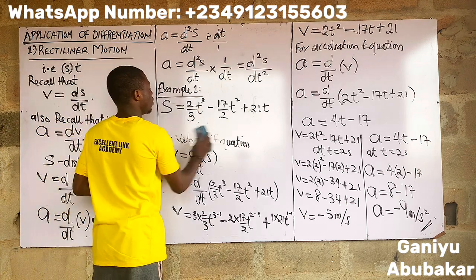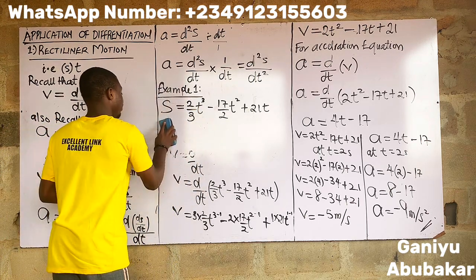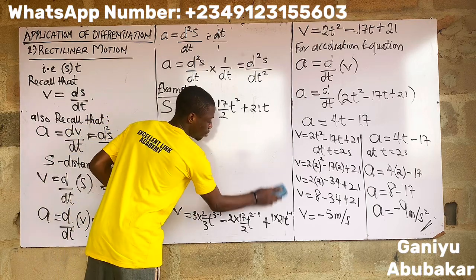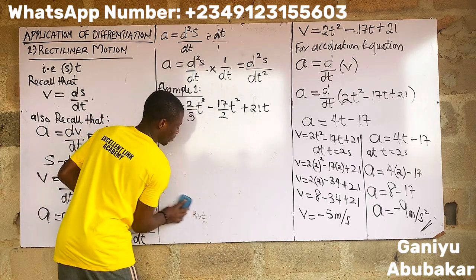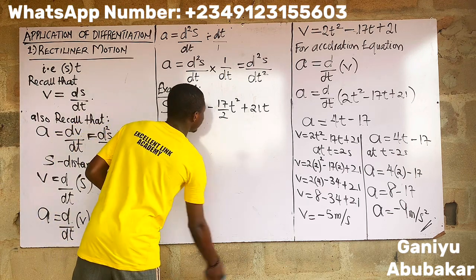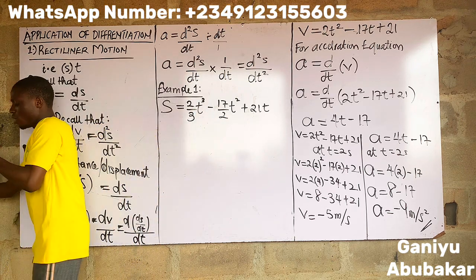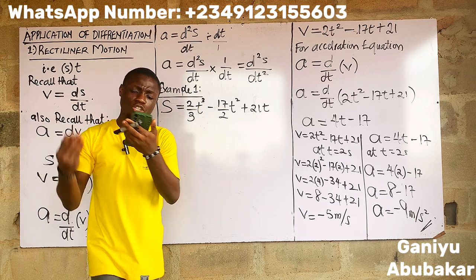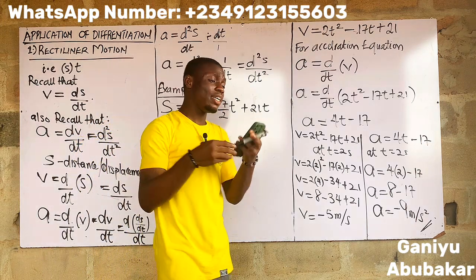So still on question 1, but the part B. This was part A. Let's do part B. Part B says: find the acceleration of the particle when it's momentarily at rest.